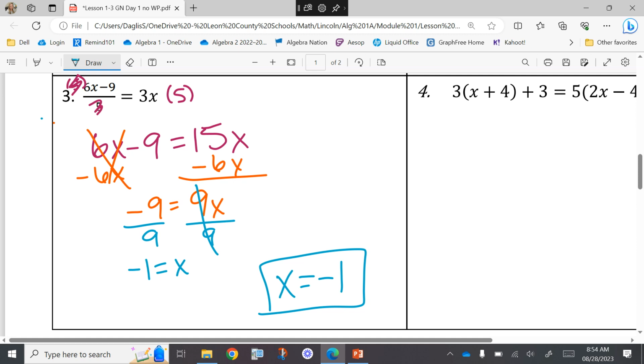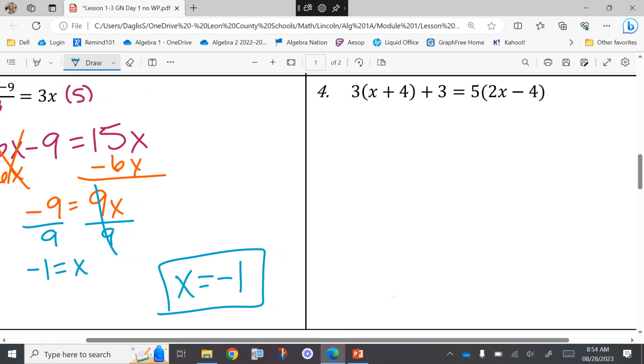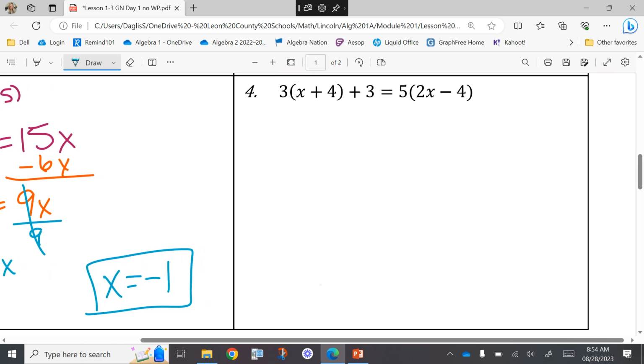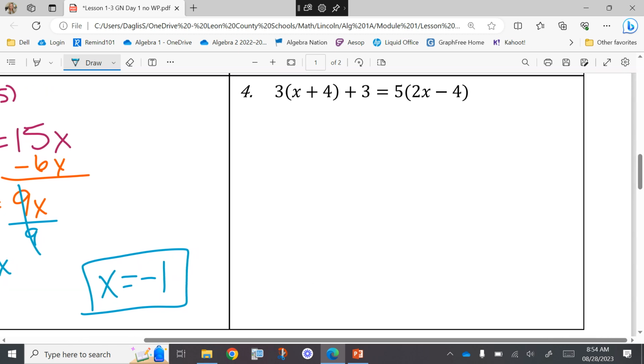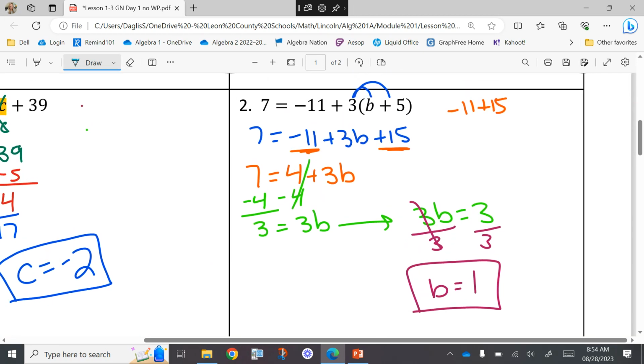How do we feel about that one? We're still okay? Do you remember doing that one last week? Maybe. Okay, number 4. What do we see happening in number 4? Parentheses, okay? So there's no fractions, but I do see parentheses. So we're going to take care of it. How do we take care of it from the one right above this? What do we do? When I had 3 times b plus 5. Distribute. We would distribute.